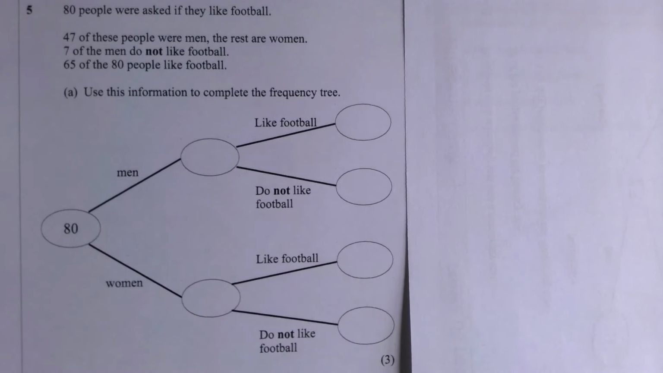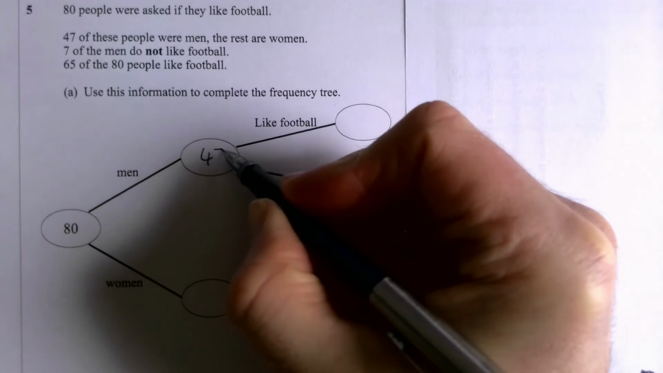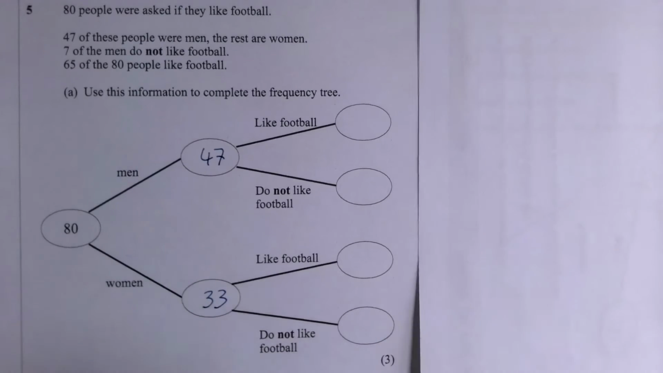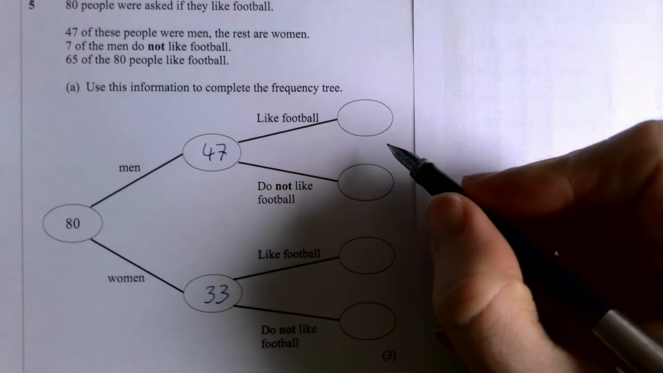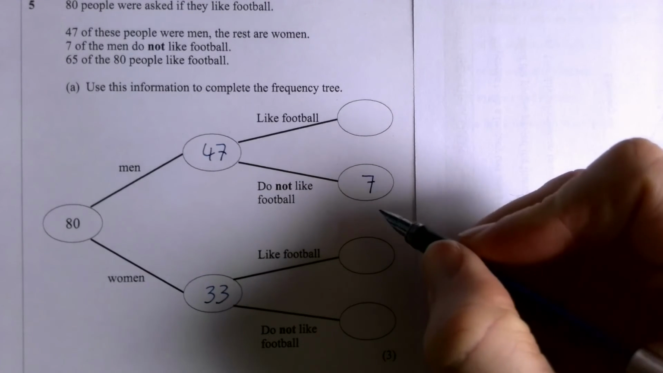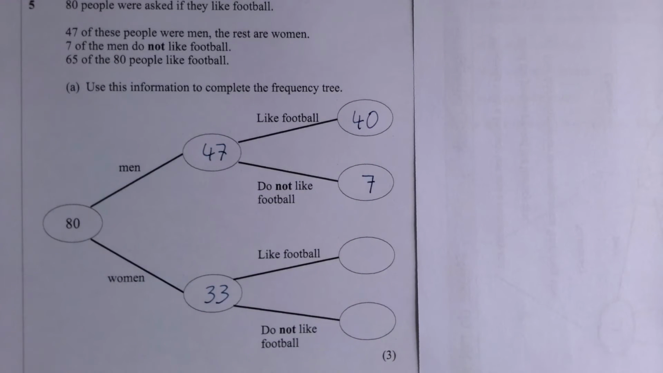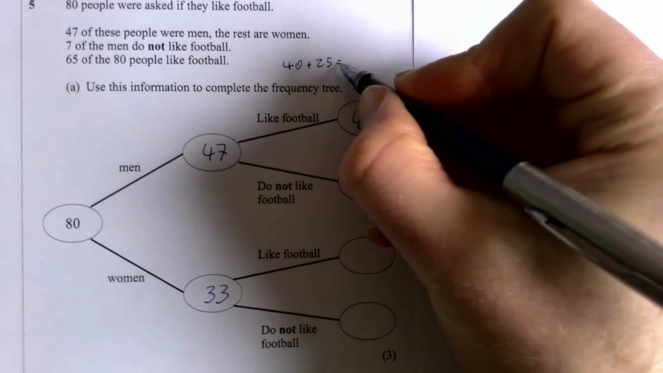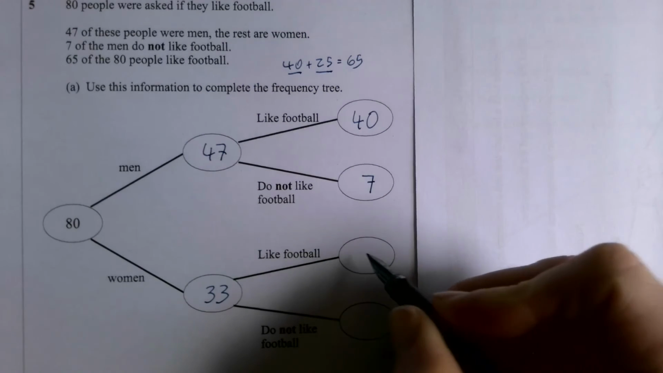We've got 80 liking football, 47 of these people were men, the rest were women. Well, 47 plus 33 is 80, so that must be 33 there. 7 of the men do not like football. Most men liking football, like me, so that's 40 there. 65 of the 80 people liked football, so 40 plus 25 is 65, so that's the men. The women being just 25 liking football.